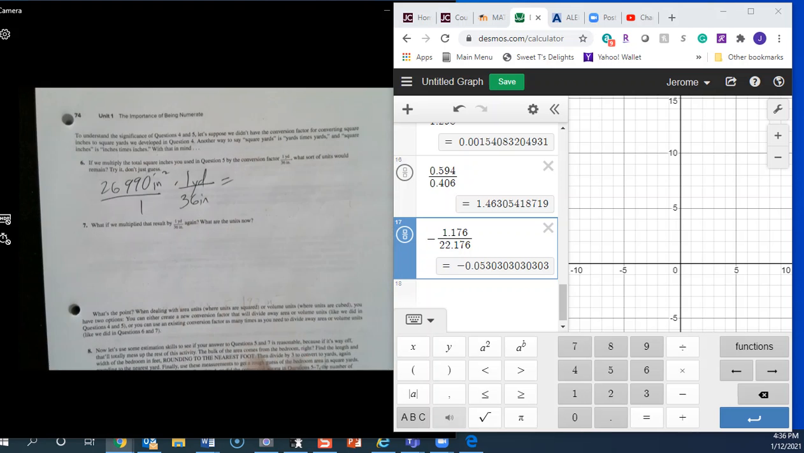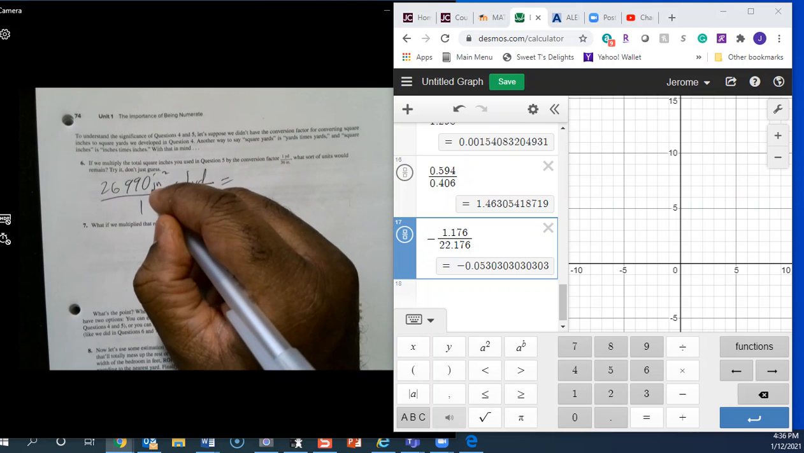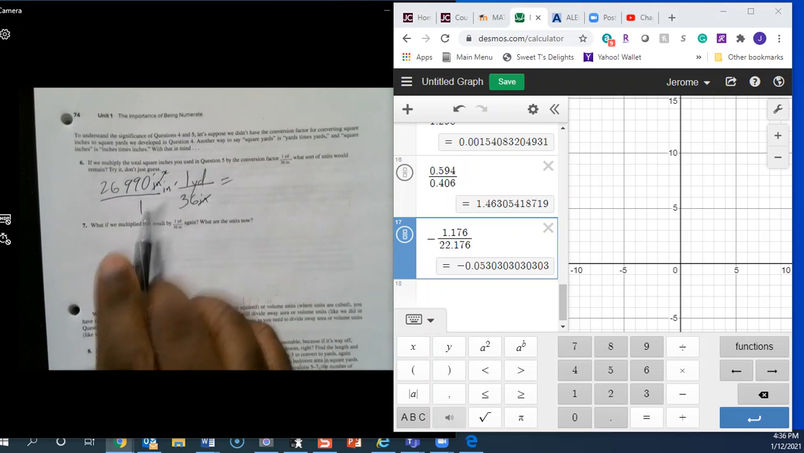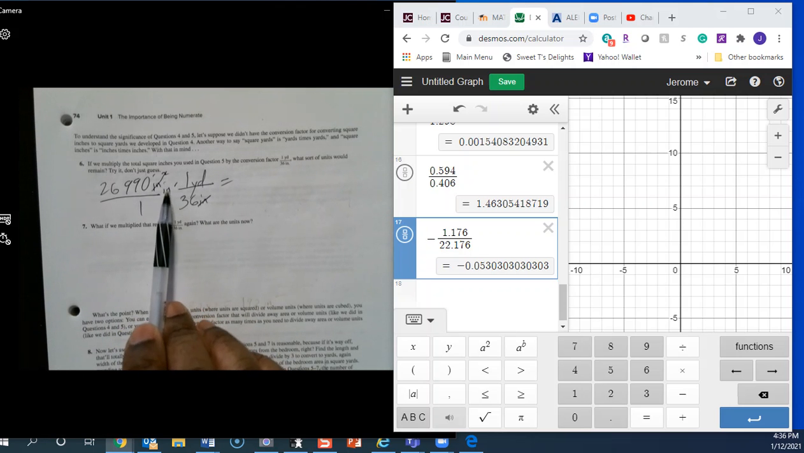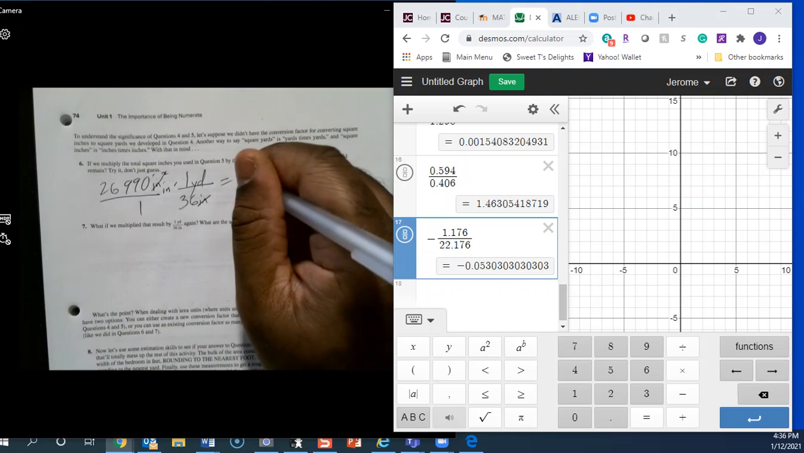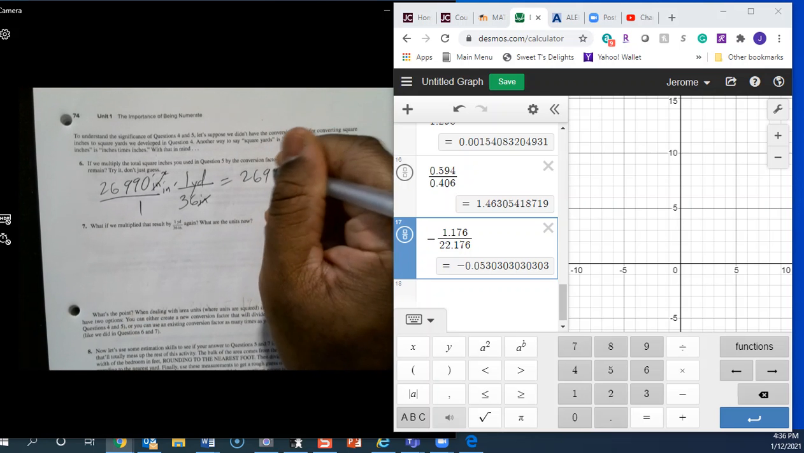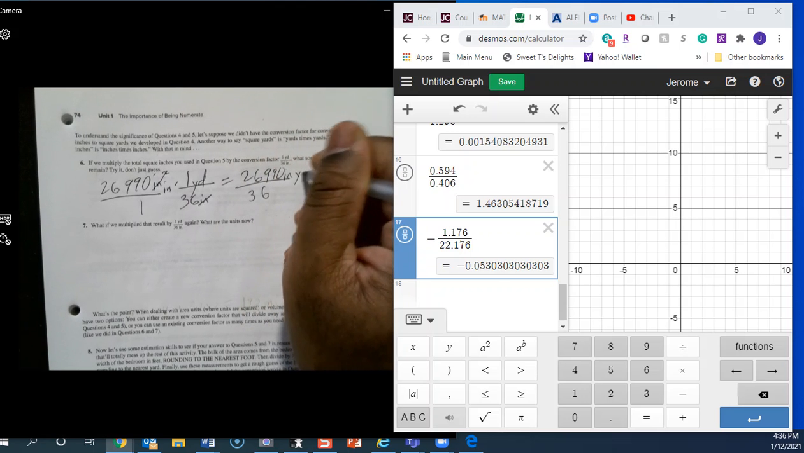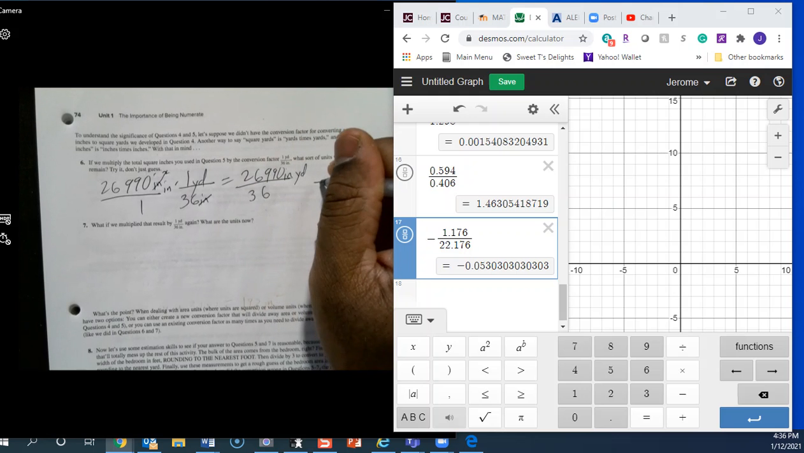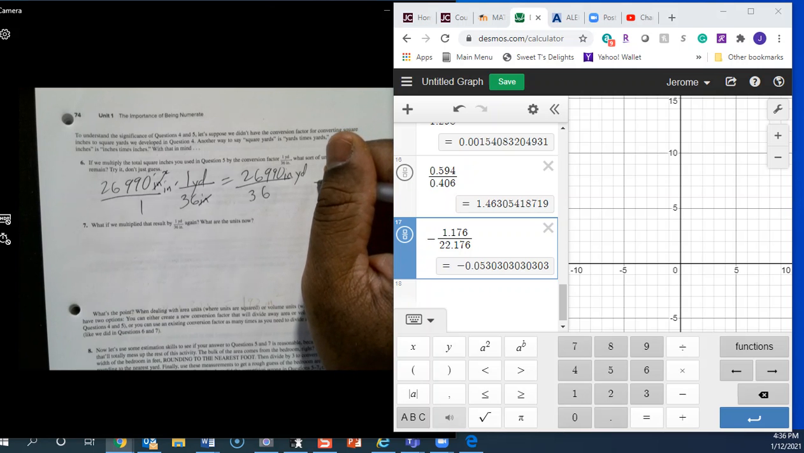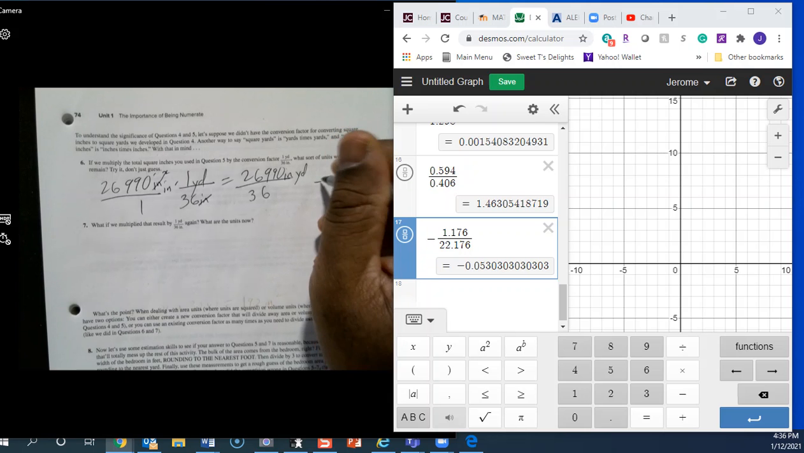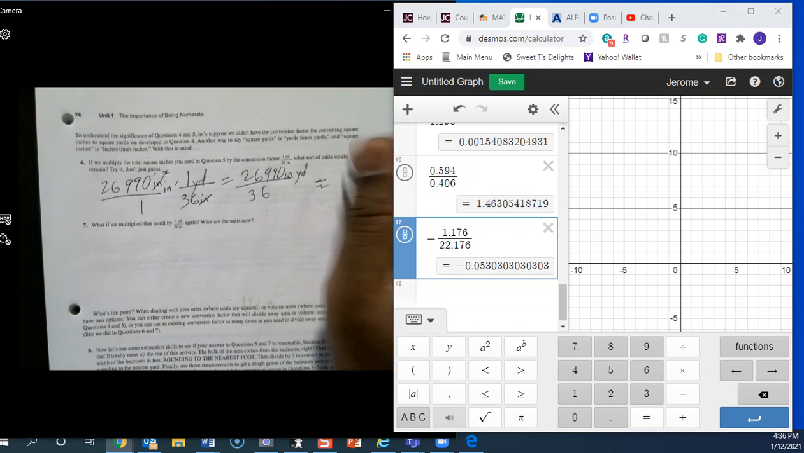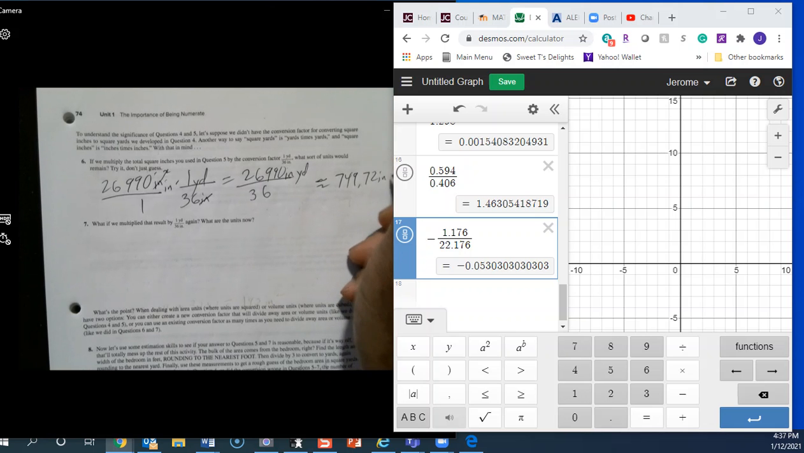So we'll put this over 1. Inch and square inch will simplify out, but you still will be left with an inch here because it was 2 of these. So this will give us 26,990 over 36, and this will be inch yards. And then for your final answer, I think they asked us to round to 2 decimal places, so I'm assuming we're rounding to 2 decimal places. So it'd be 749.72 inch yards.